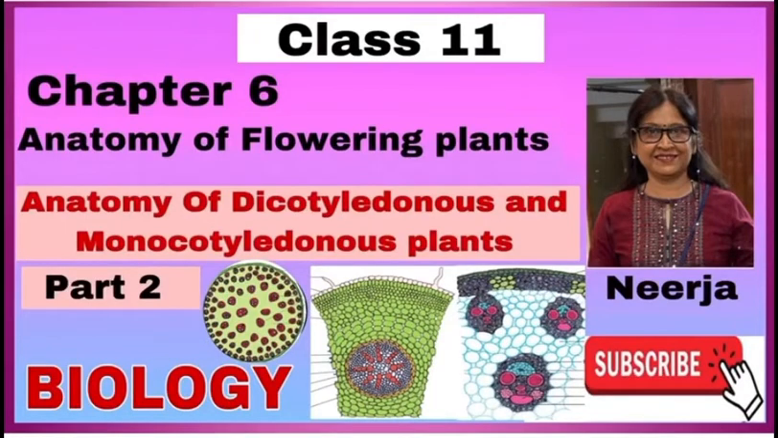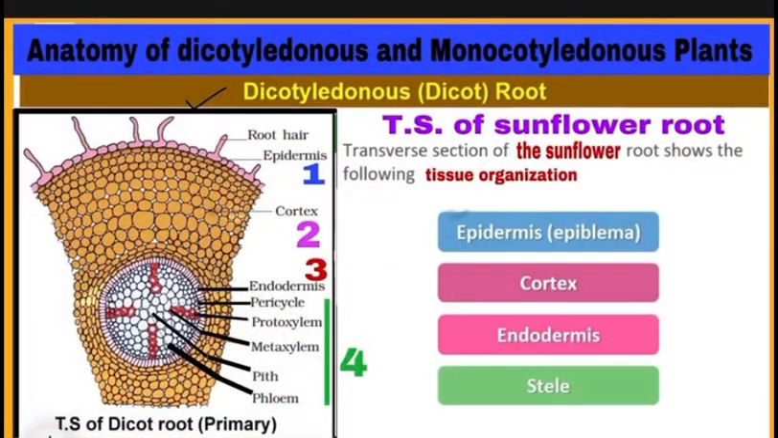Hello students, in this part 2 video of chapter number 6, we will discuss anatomy of dicotyledonous and monocotyledonous plants. Let us start with anatomy of dicot root. This figure is of TS or transverse section of sunflower root. Transverse section of the sunflower root shows the following tissue organization.